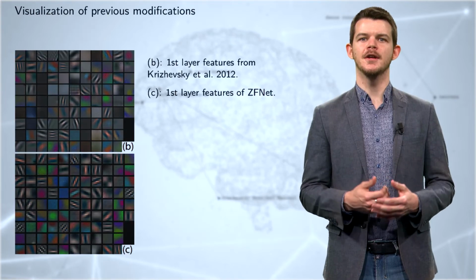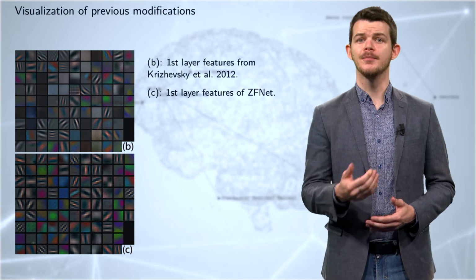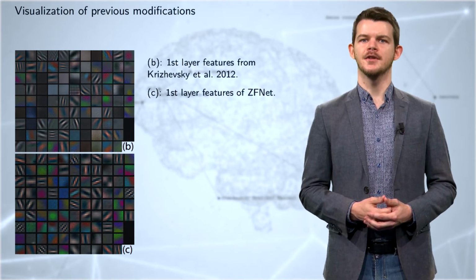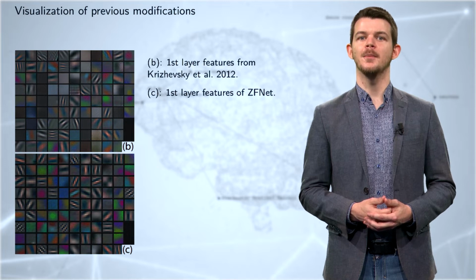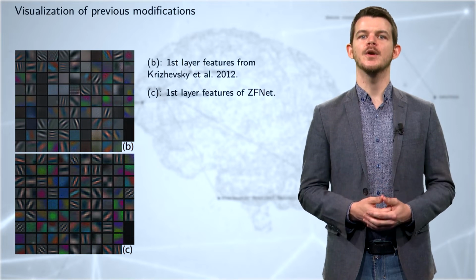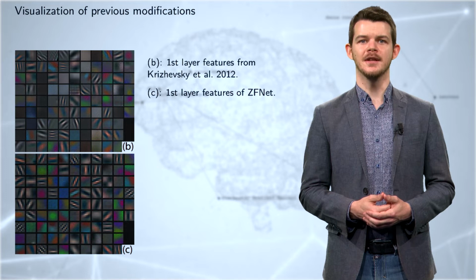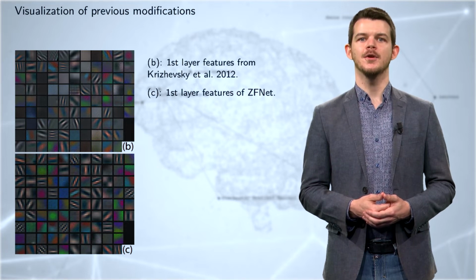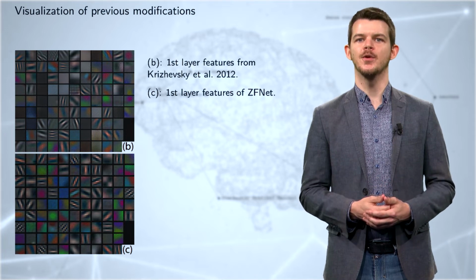We can now use the DeConvNet approach to improve AlexNet. Here you have on the top the first layer feature maps from AlexNet, and at the bottom you have the first layer feature maps of ZFNet, which is nothing but a modification of AlexNet. You can try to detect what the flaws of the AlexNet feature maps are.